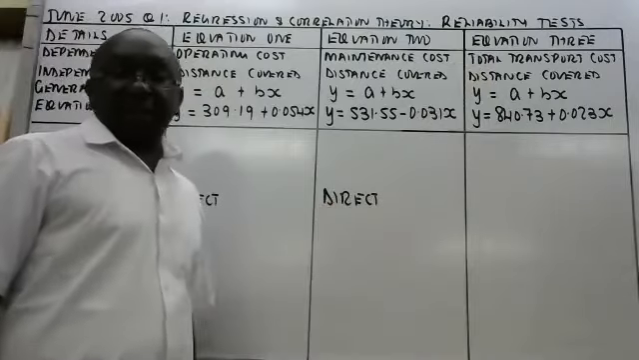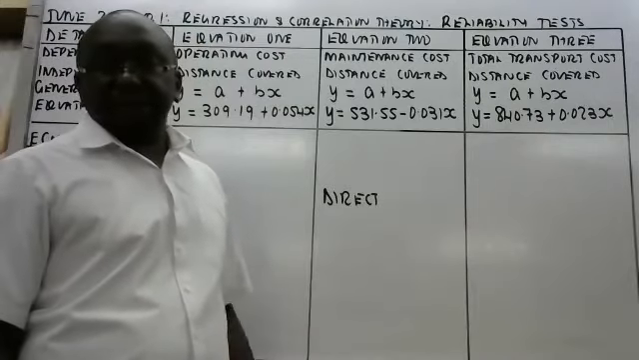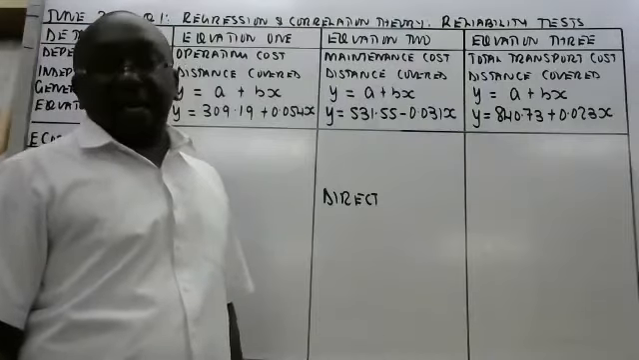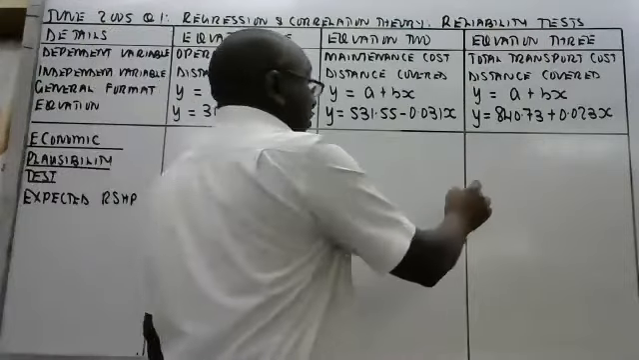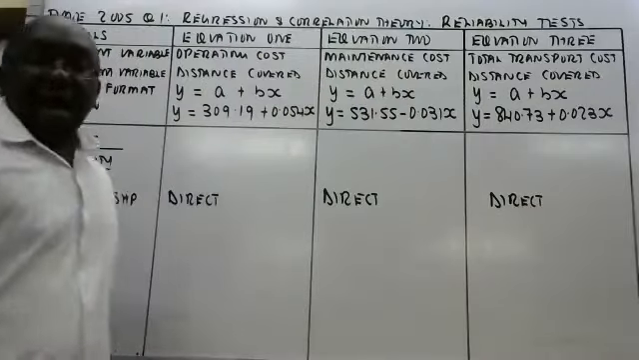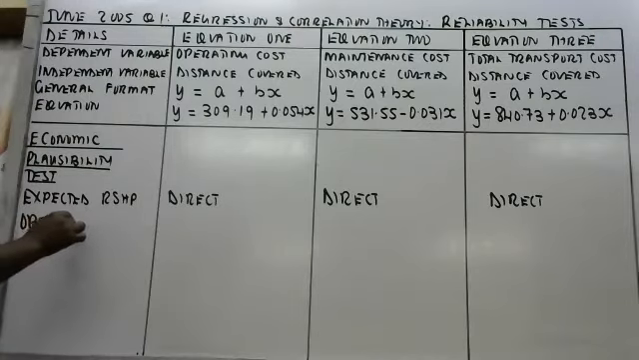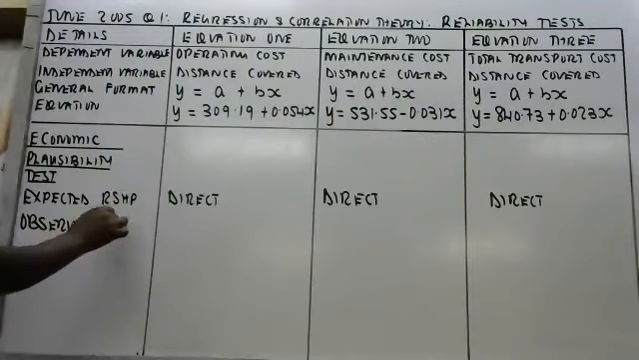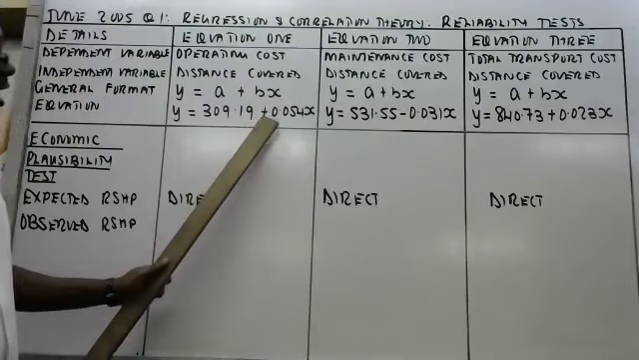Total transport. What kind of a relationship would you expect between total transport and distance? What would you expect? Direct or inverse or not? Yeah, I can see direct coming. Good. That's what you would expect. After you have what you expect in mind, then you check the observed. You go and check the observed relationship. The observed relationship is what we have now seen here.